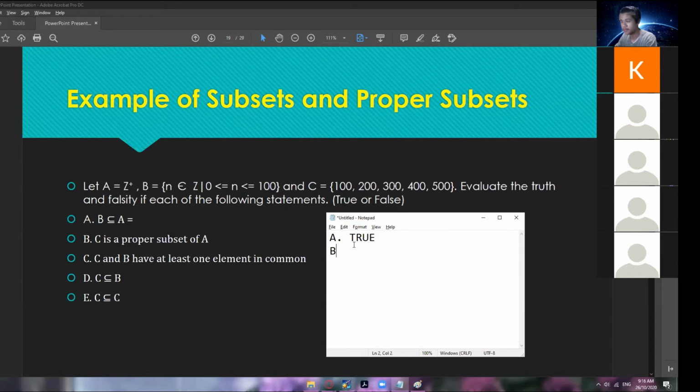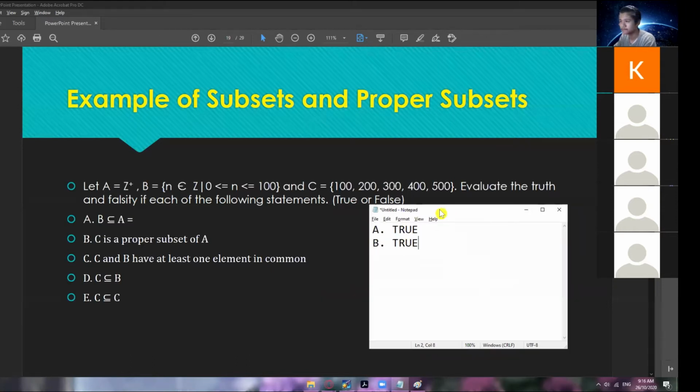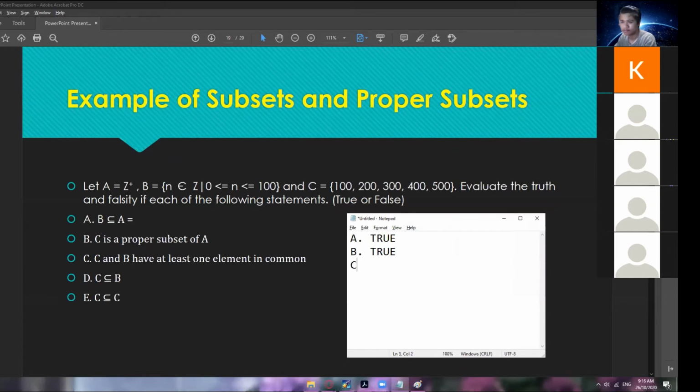Okay, how about letter B? C is a proper subset of A. True, sir. Okay, so this one is also true. Kasi nga, mahahanap po rin naman yung 100 sa A, 200 sa A, and so on and so forth. Okay, how about letter C? C and B have at least one element in common. False, sir.